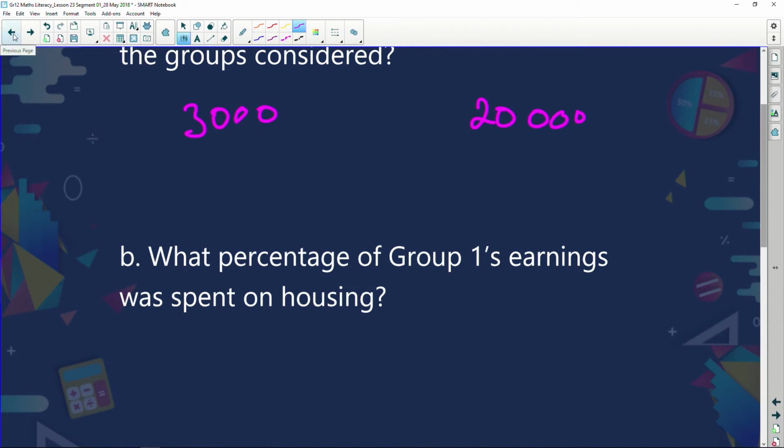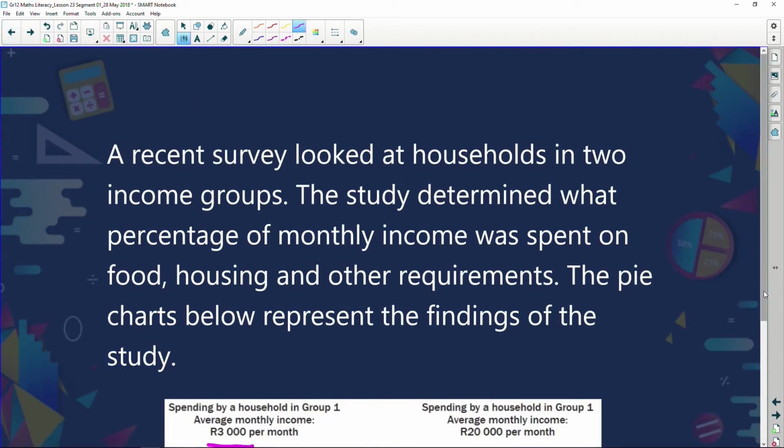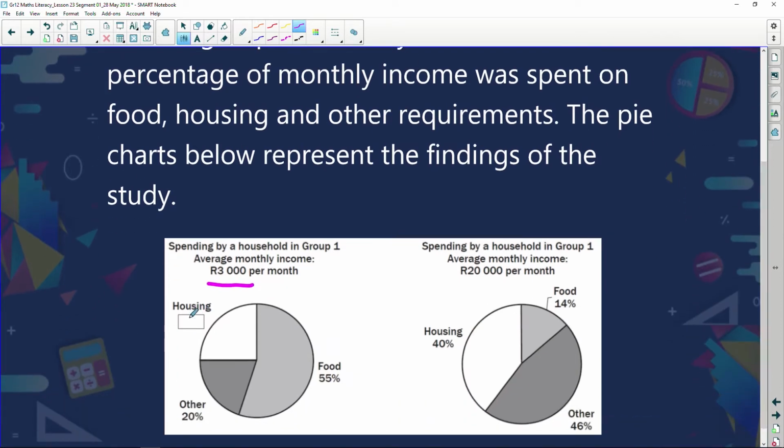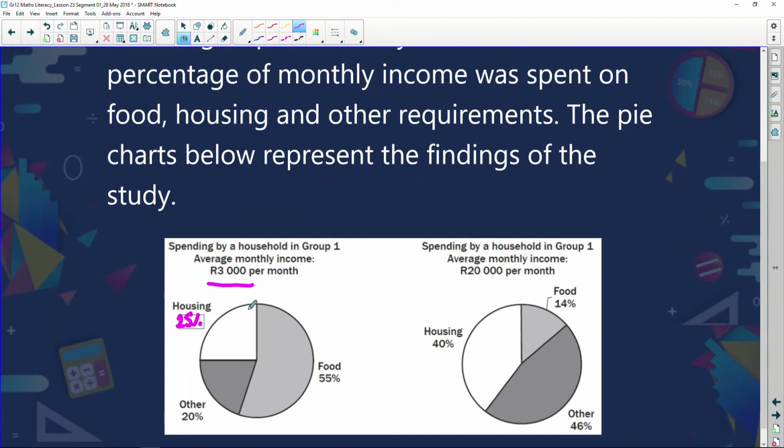Okay, so let's go. Group 1. They said that they've got on housing, we've got to work it out. Now we know this is 55% and this is 20%. That makes 75%. If that is 75%, then this must be 25%. Why? Because percentages add up to 100. And if I say 100 minus 55 minus 20, I'm going to be left with 25. So 25% of these people's income is spent on housing. All right, that was nice and easy to do, wasn't it? Next question.